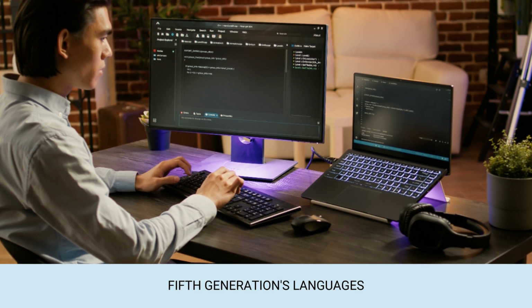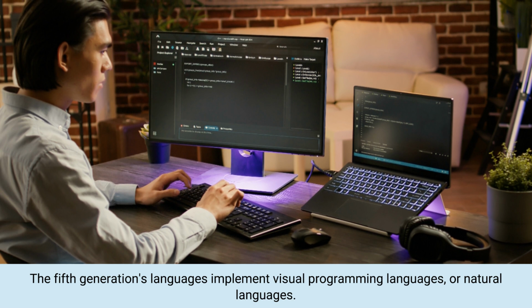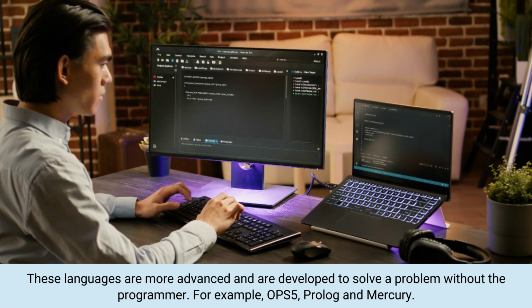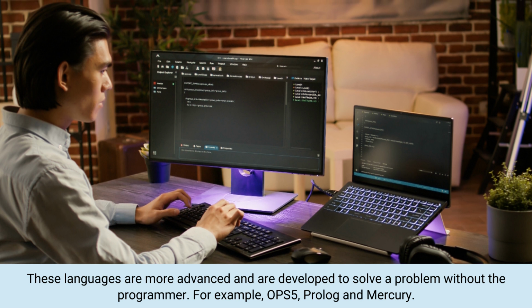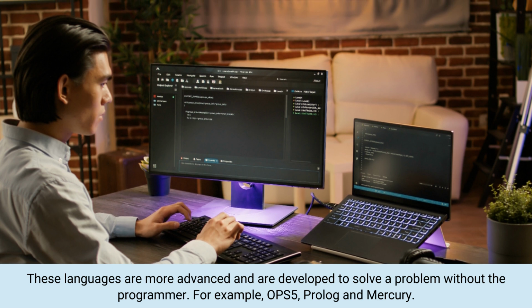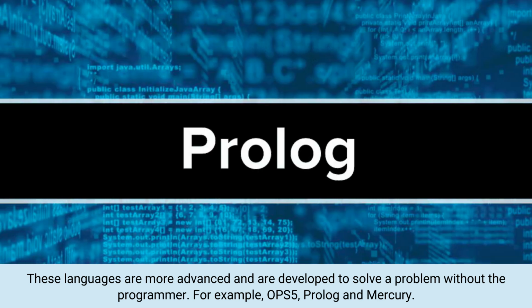Fifth generation languages. The fifth generation's languages implement visual programming languages or natural languages. These languages are more advanced and are developed to solve a problem without the programmer. For example, OPS5, Prolog, and Mercury.